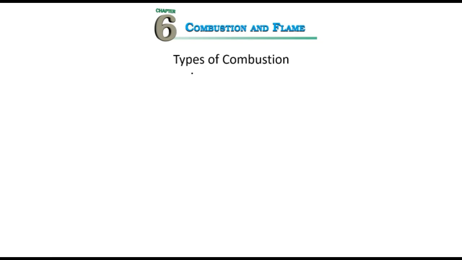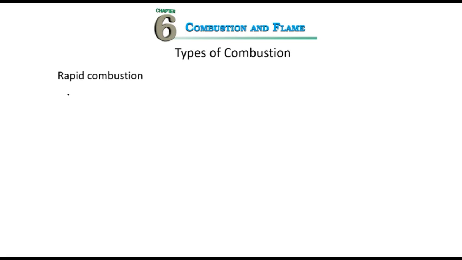Now we'll go for the types of combustion. We have learned what combustion is. Now there are three types of combustion. The first is rapid combustion. This word rapid tells us when the combustion is called rapid combustion. The conditions are that it should be rapid and it should give a large amount of heat.